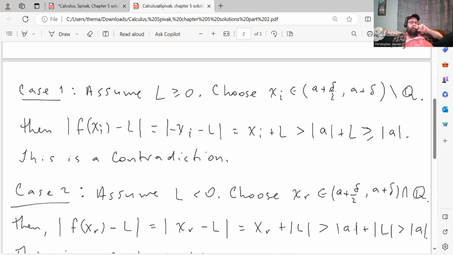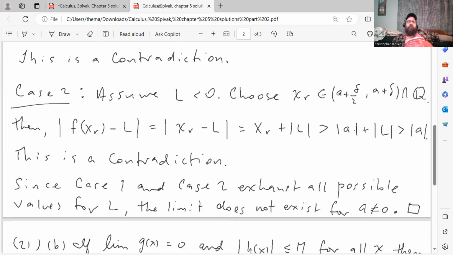And x sub i is a number that's greater than the absolute value of a, because we chose x sub i to be in this interval here. So we get something that is greater than the absolute value of a plus L, and this is greater than or equal to the absolute value of a, which was the epsilon that we chose, so that's a contradiction.